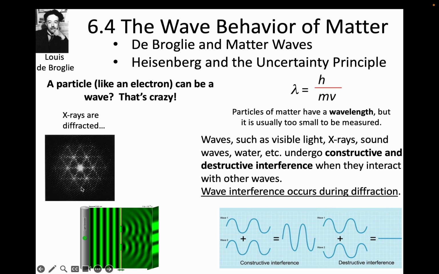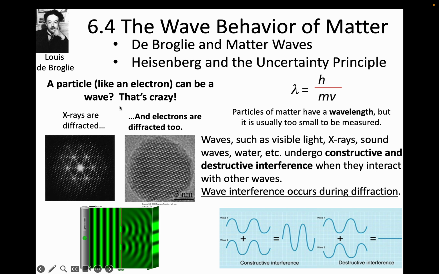Turns out that X-rays can be diffracted. That's a very common laboratory experiment. And remarkably, electrons can be diffracted too. If something exhibits diffraction, that means wave interference is taking place. So the entity has a wavelength. This is convincing evidence that de Broglie is onto something, that electrons, even though they're particles, can be diffracted.